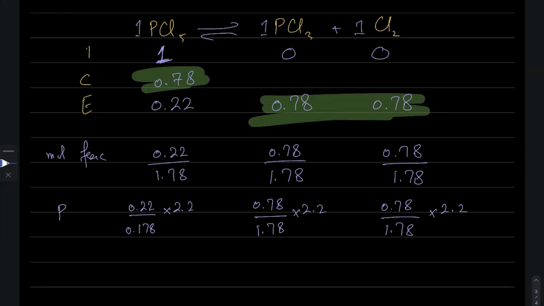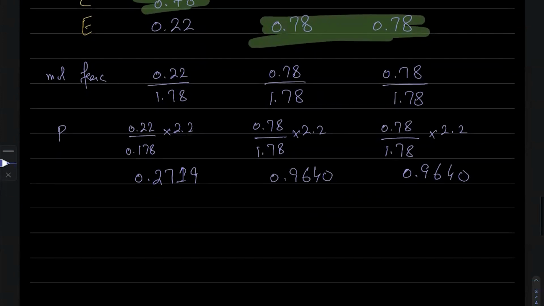So I got it for this one. This is 0.9640. My value is a little off for the other one. Can you figure it out? So, let's see here, 0.2719. Okay, so I'm getting 0.2719. Okay, so that's the partial pressure.